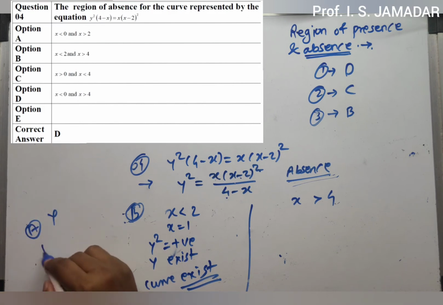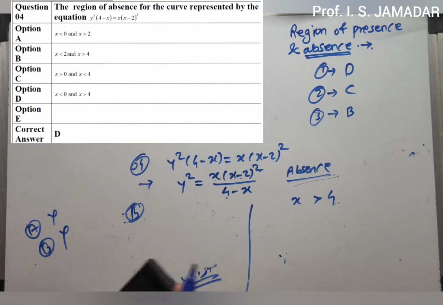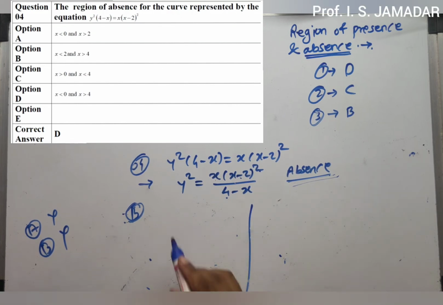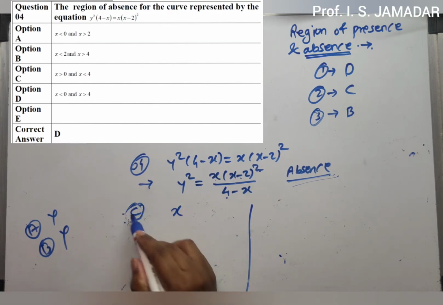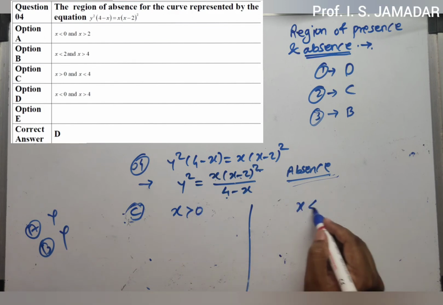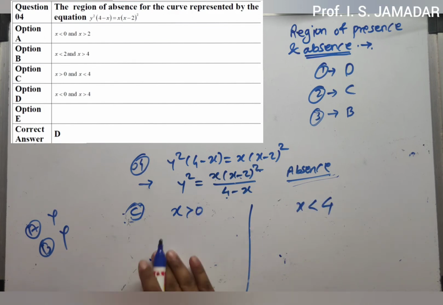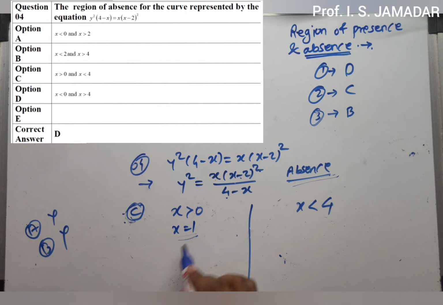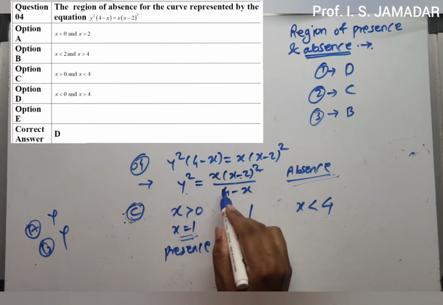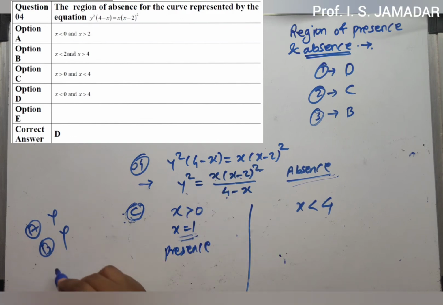A is wrong. B is wrong. Now let us check option C. What is option C? X greater than 0 and x less than 4. X greater than 0, so let us consider x equal to 1. In the previous situation, we have taken x as 1, and for x equal to 1 there is a presence. Y square is existing. Therefore, C is also wrong. We are interested in the absence.